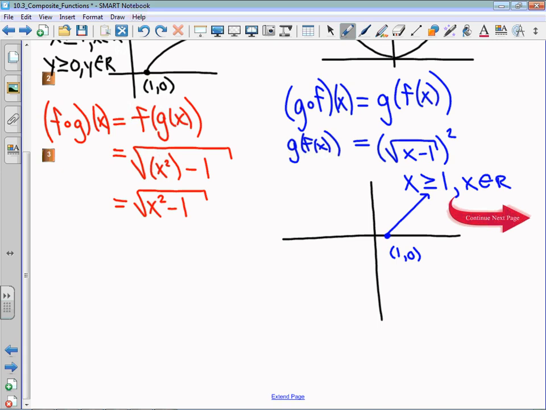And that means that our range is also y is greater than or equal to 0, and y is an element of the real numbers. Now, on the other side here, this f of g of x, I think it's a little bit trickier to draw the graph of it. Just let me rewrite what it is. So this is f of g of x.